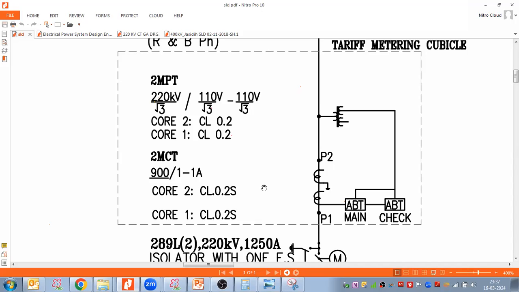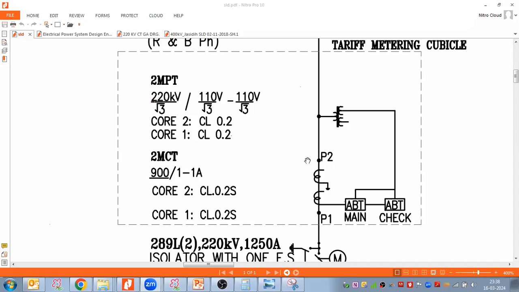Okay, yeah, please. May I know which utility is asking for that PX plus CT? Which client is asking for PX plus CT for metering? Petroleum Development Oman. Okay, Oman.